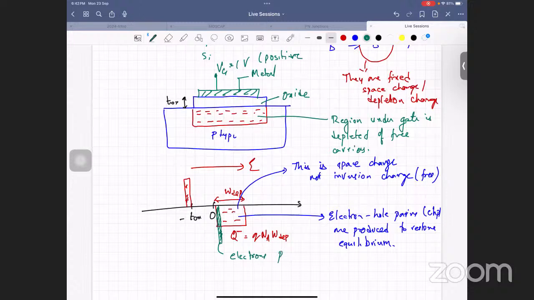Electrons produced due to EHP generation. This is inversion charge, we call it. Agreed? This is different from the traditional fixed charge. This is occurring only at the interface.